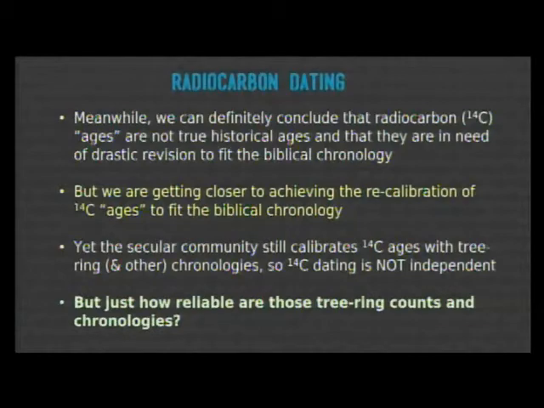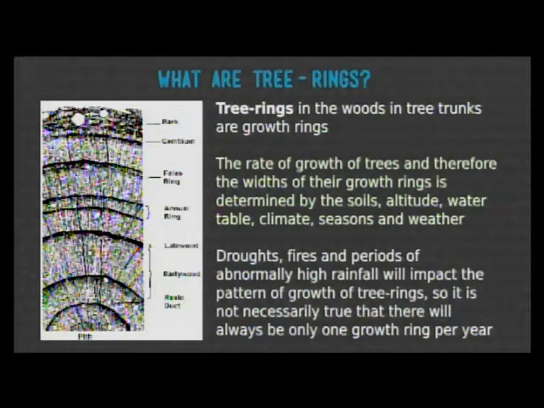And so we need to now go to this issue. Are tree ring counts and their chronologies reliable? Well, what are tree rings? Tree rings in wood, in tree trunks, are growth rings. The rate of growth of trees, and therefore the widths of their growth rings, is determined by the soils, the altitude at which the trees are growing, the water table, climate, seasons and weather. Droughts and fires, for example, and periods of abnormally high rainfall will impact the growth pattern of trees and therefore the rings that they produce.